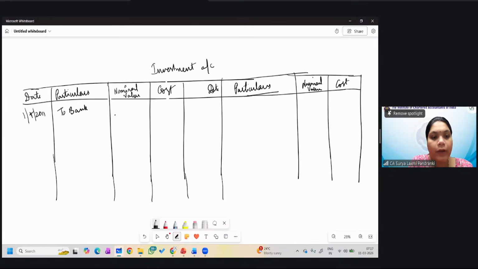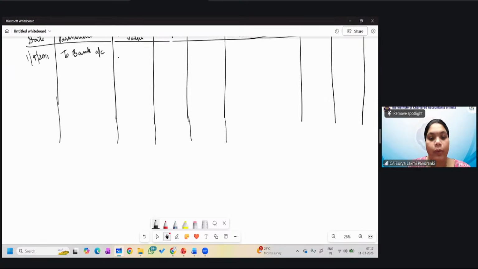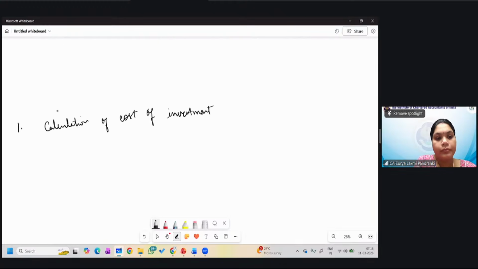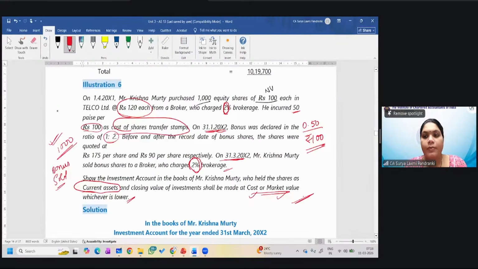To cash or bank. Okay, agreed. To cash or bank. Right. But what is the cost? We can't directly write what is the cost because we have other things also involved in it. So we will do a working note for this. What is the purchase price? How much did we purchase for? How many shares did we purchase? We have purchased 1,000 at 120.